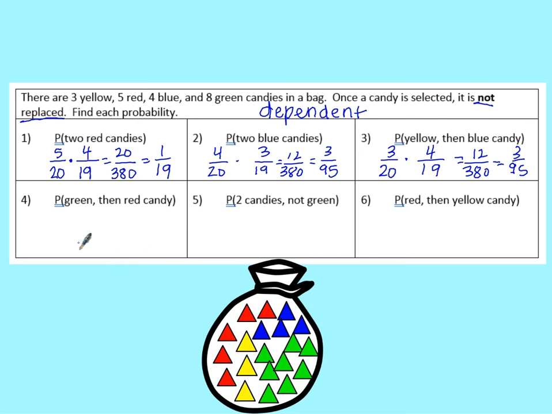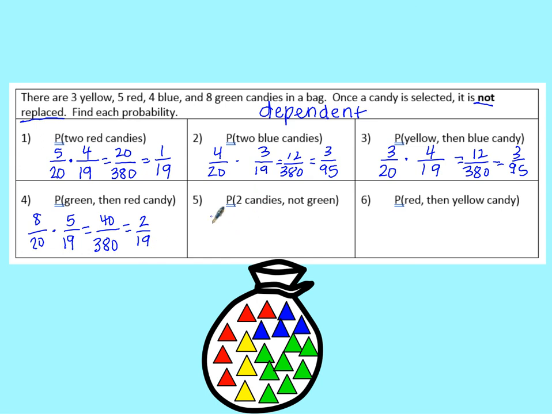Okay, hopefully you paused the video and tried these 3 on your own. Let's review them. In number 4, we want to find the probability of pulling a green and then a red candy. To start, we have 8 green candies, and there's 20 total. After we pull that, there will be 5 red candies left, but only 19 total candies. So we get 40 out of 380, and these are both divisible by 20, so we get 2 out of 19 as our simplified fraction.